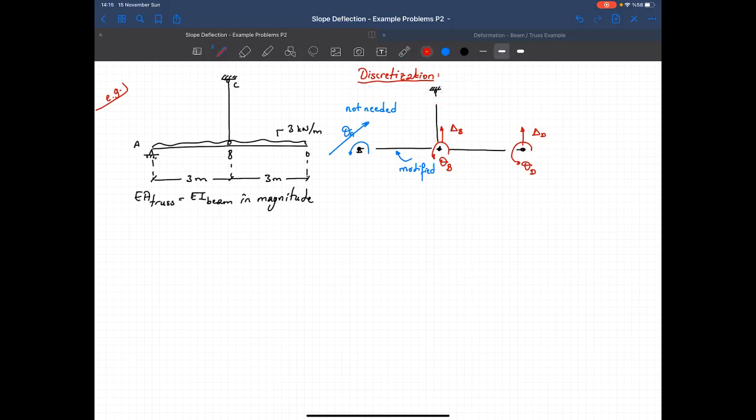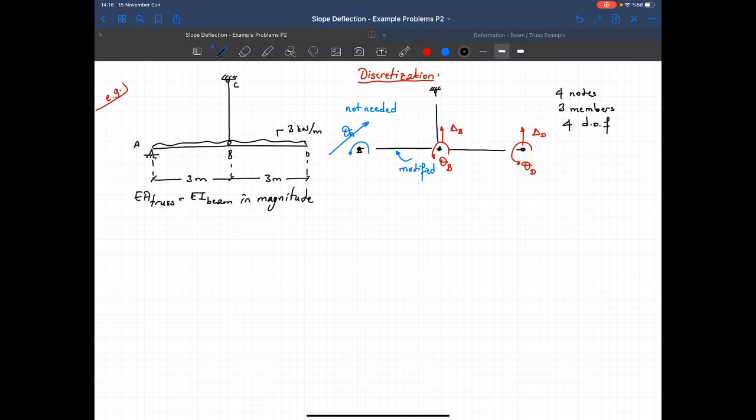So according to that discretization, I got 4 nodes, 3 members, and I got 4 degrees of freedom, right? Currently I have 4 degrees of freedom.